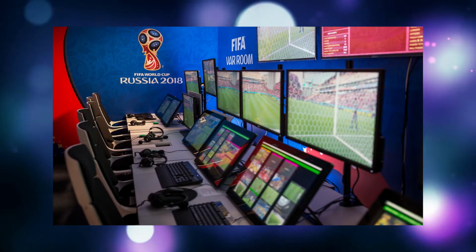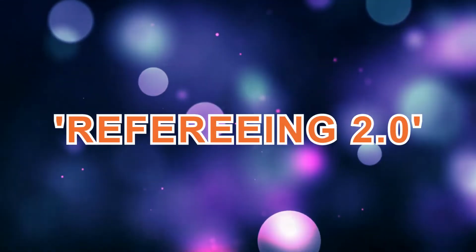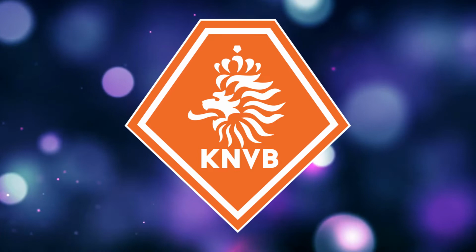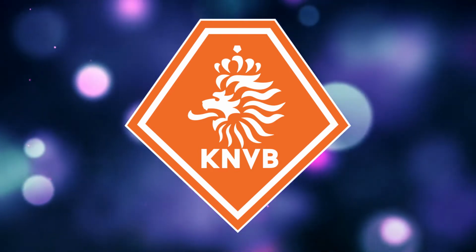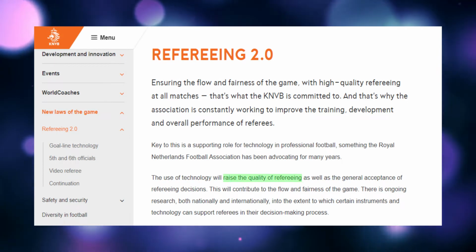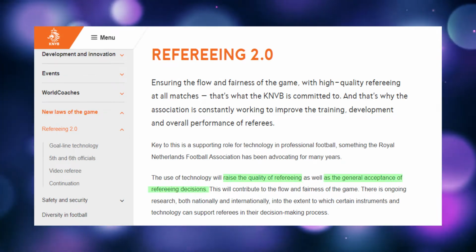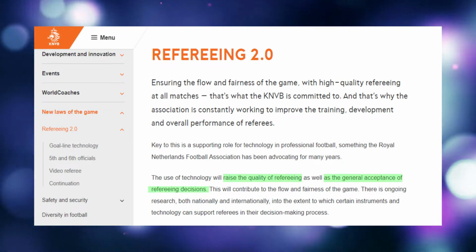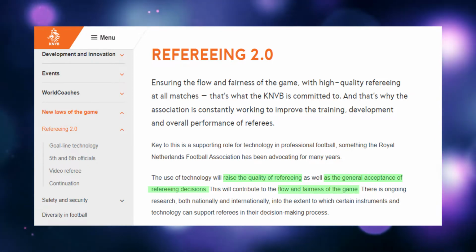VAR was then utilised in Spain and France the following year, along with its use at the 2018 World Cup in Russia. While VAR may be a familiar term today, where it came from is less so. Created as part of the Refereeing 2.0 project established by the KNVB, also known as the Royal Netherlands Football Association. This project was started in the early 2010s with a view to raise the quality of refereeing, as well as to increase the level of acceptance towards refereeing decisions. The ambition of this, to contribute to the flow and fairness of the game as a whole.